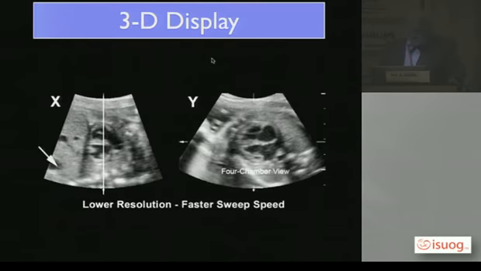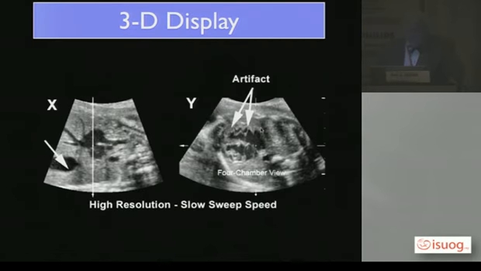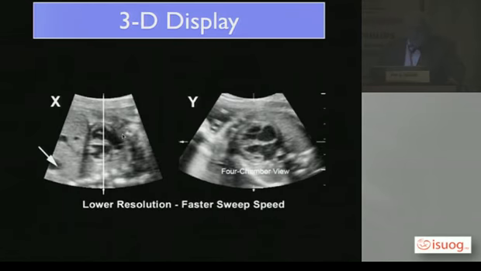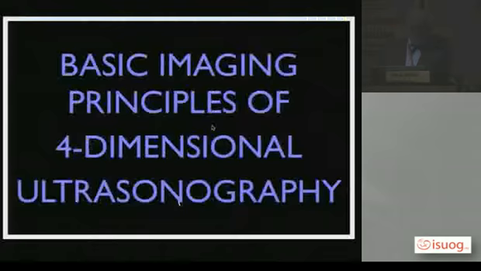Now here we see, for example, we have a lower resolution, and what has happened because the sweep speed is faster, you do not see the artifact of the cardiac cycle in this plane. So let's go back and compare. Higher resolution, but artifact because the sweep speed was too slow. Lower resolution, but no artifact because the sweep speed was faster. So this is what we trade off when we do a 3D static sweep.